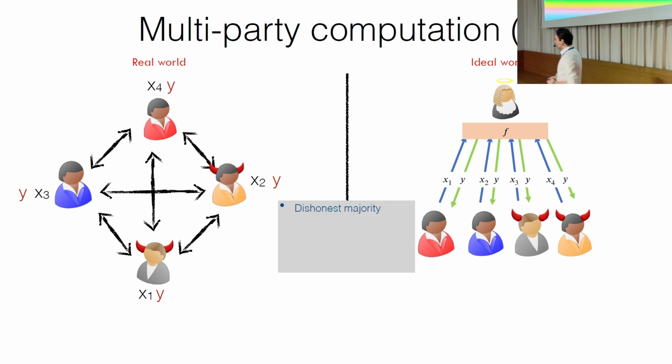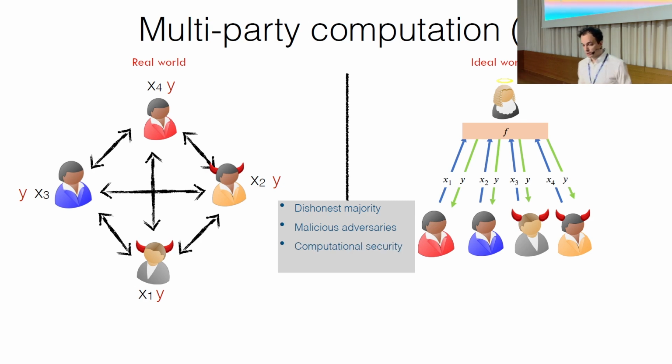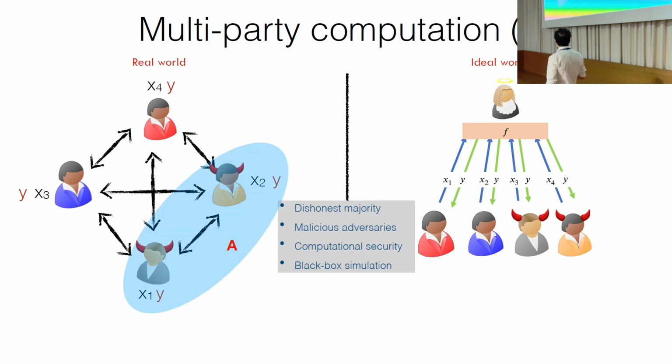The setting we are going to consider is one where all the parties but one can be corrupted, so no honest majority. Parties can misbehave arbitrarily, so they can do whatever they want to attack the protocol. We consider computational security, so we assume that the adversary is probabilistic polynomial time, and black-box simulation. I'll give more details on this later on.